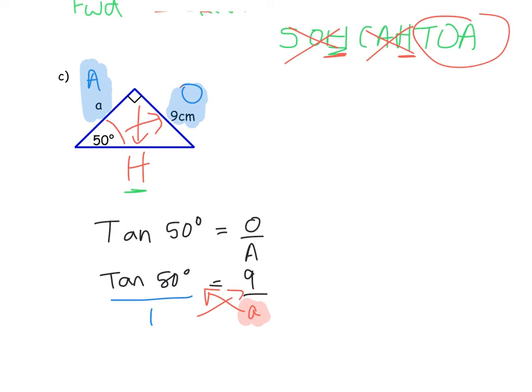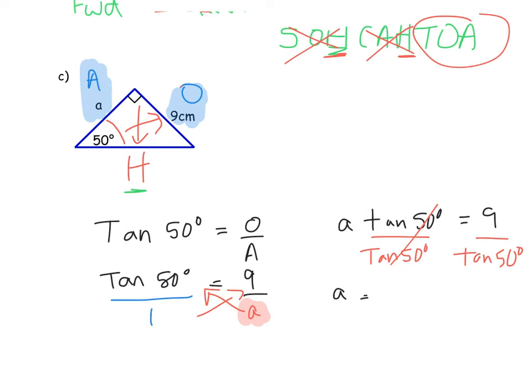And then that will move my unknown into the numerator. And so that will give me a times the tan of 50 degrees is equal to 9. And then I can simply isolate a by dividing by tan 50 on each side, right? And that will eliminate that. And so now I have a situation where my unknown a is isolated. So a is equal to 9 divided by tan 50.